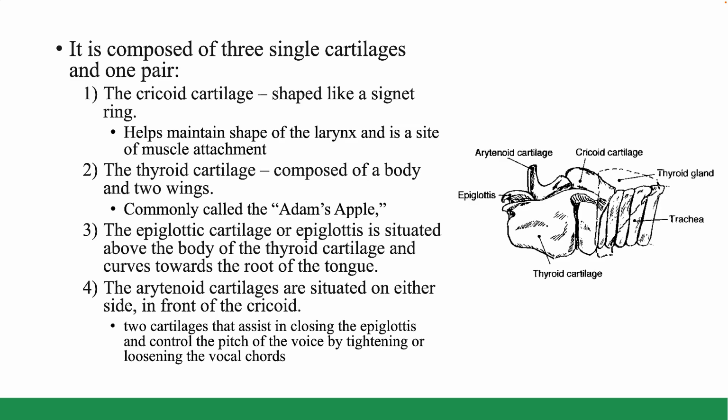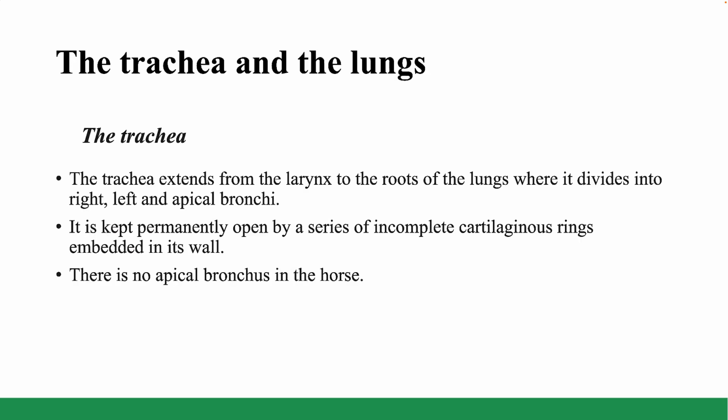And these are the features of the larynx. They are the same as what we have in humans: the cricoid cartilage, the thyroid cartilage, the epiglottic cartilage, and the arytenoid cartilages. All these cartilages are the ones which make up the larynx. And then we have the trachea and the lungs.